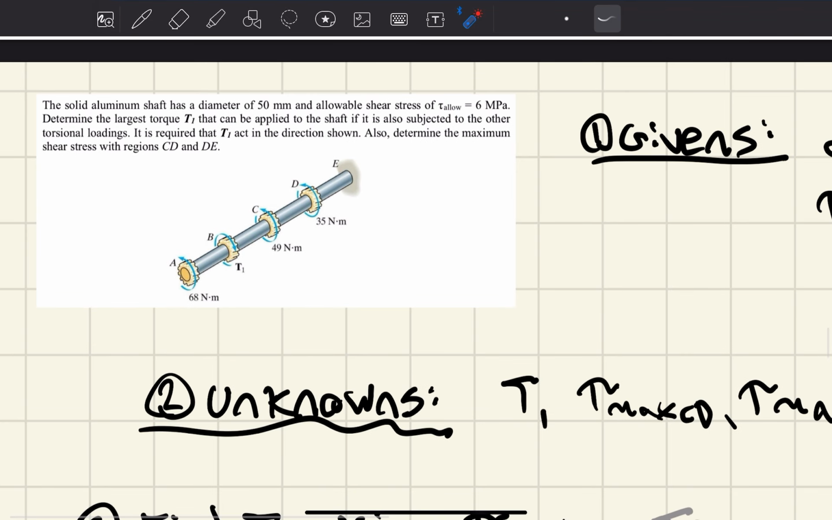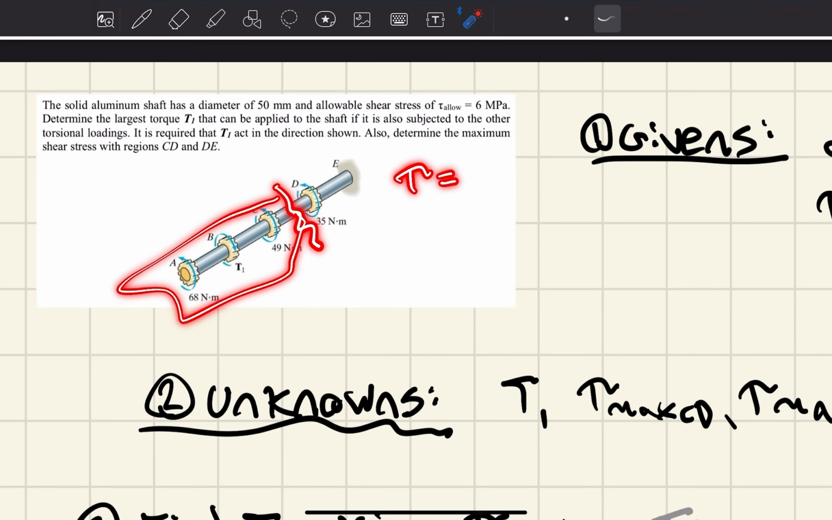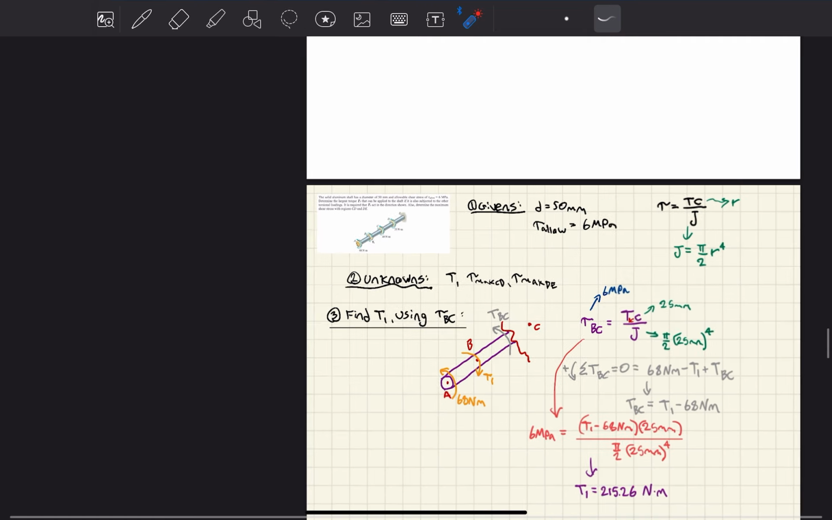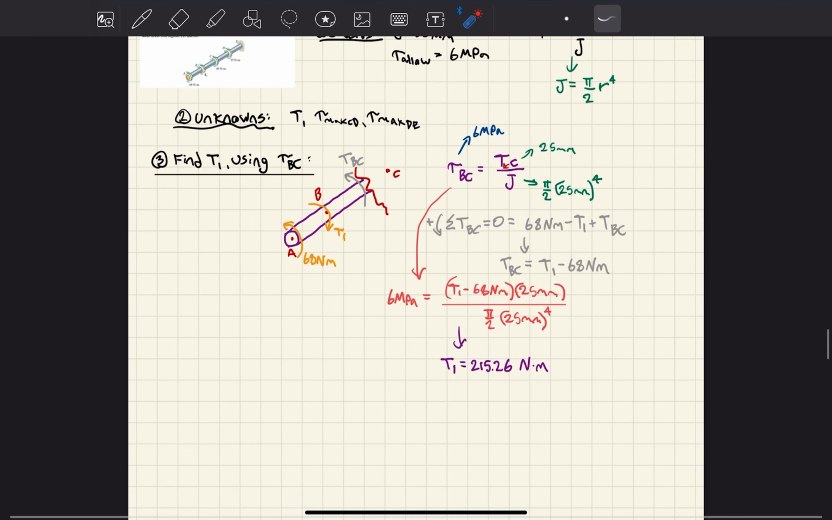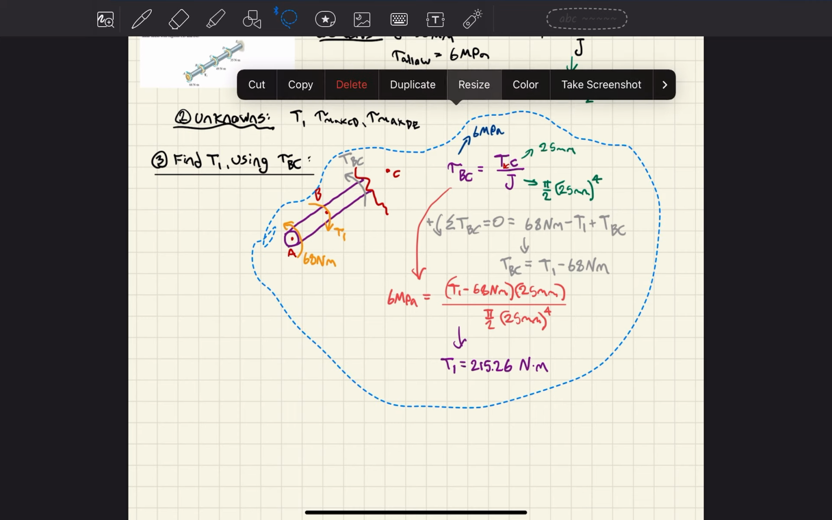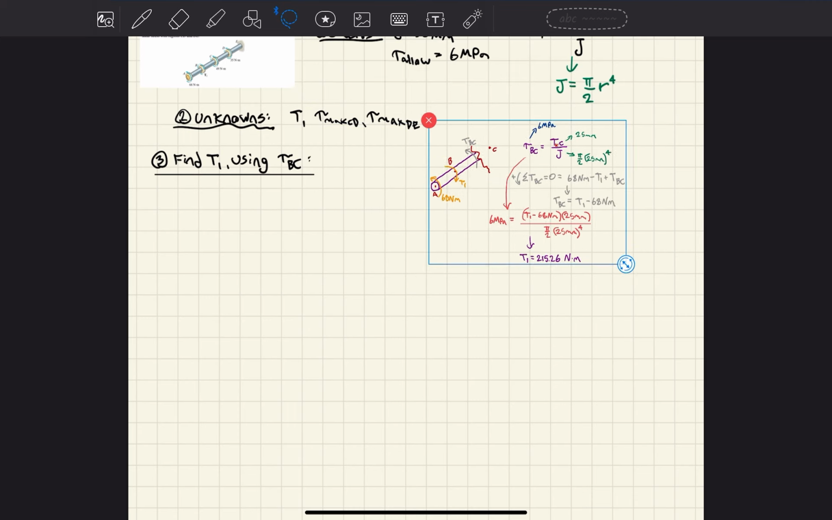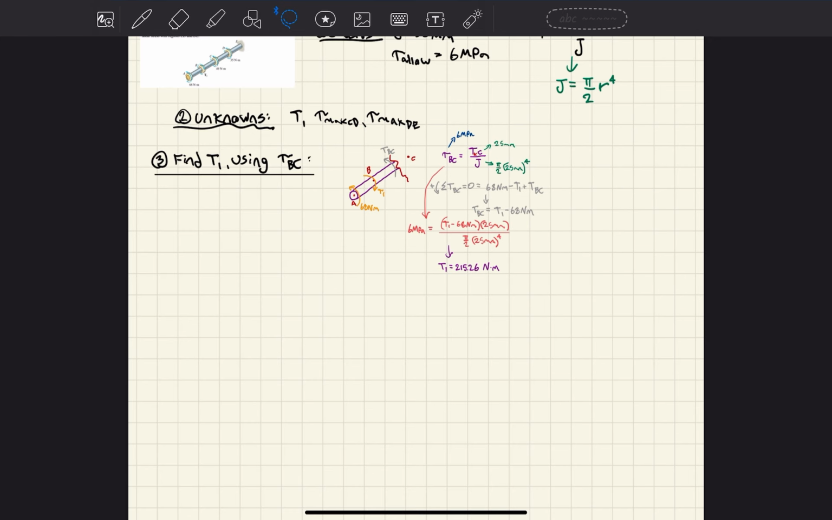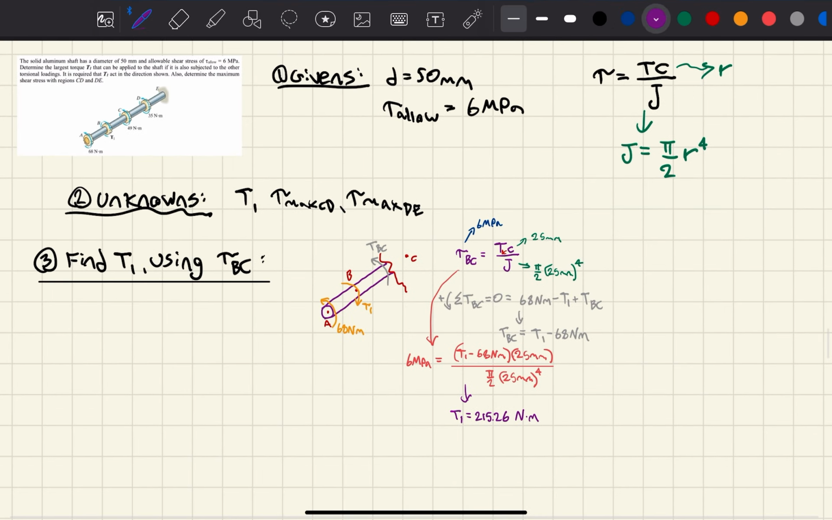What we're going to do is cut it at section CD, take the sum of torques, use this equation, and find our answer this time. And then the exact same thing here. So hopefully, if you understood this, it's smooth sailing from here. Make this a bit smaller. Okay, we're going to draw this a billion times again.